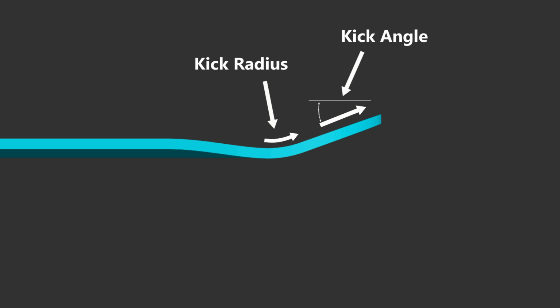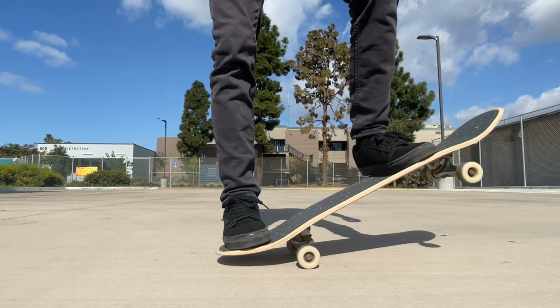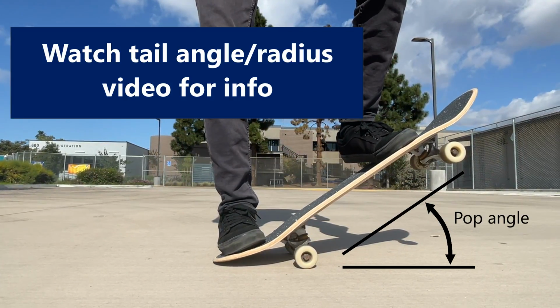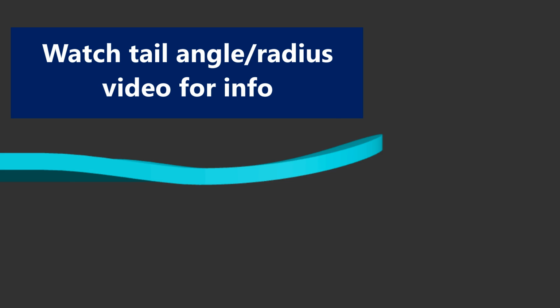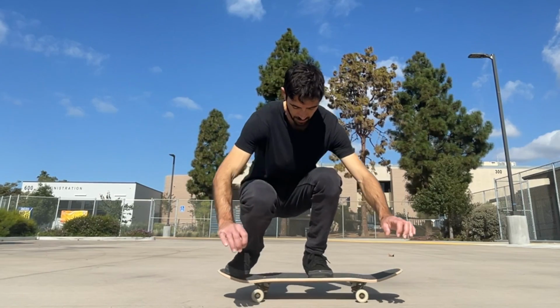In the last video, I covered the tail angle and tail radius of a skateboard. Much of what was mentioned in that video applies to the nose as well, so instead of repeating a bunch of information here, I'll skip to the different considerations that apply to kick noses. First, a steeper nose can help you pop ollies higher by providing a more pronounced edge for your front foot to pull the board up with.